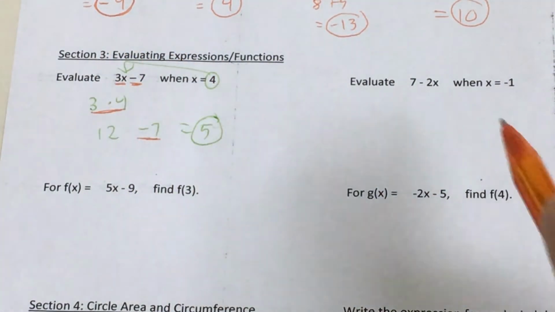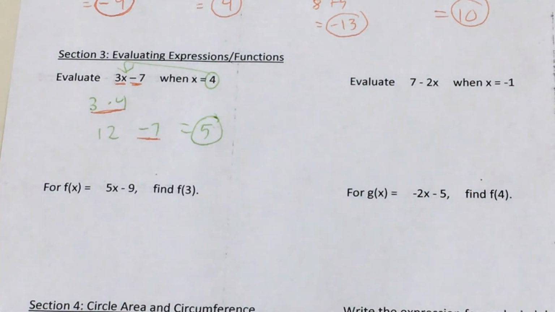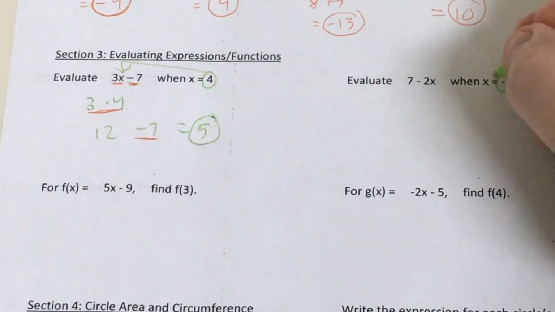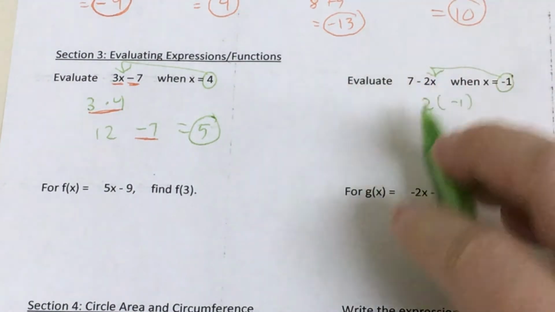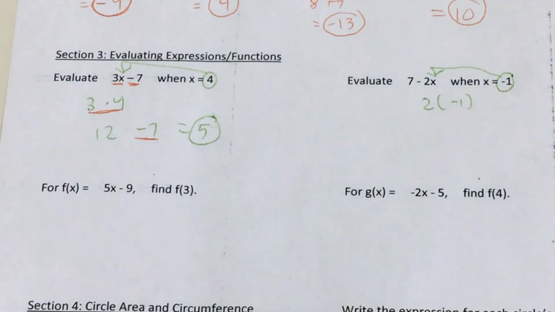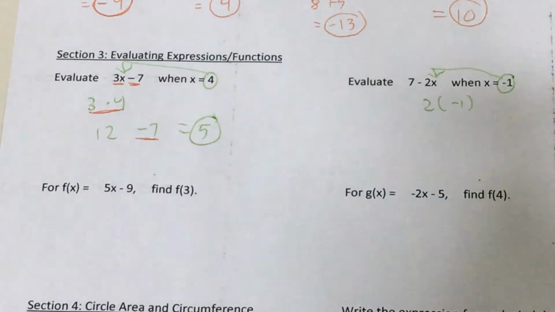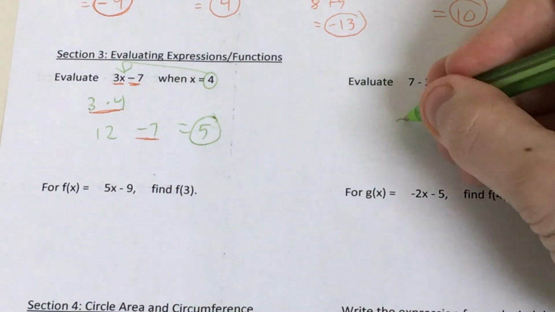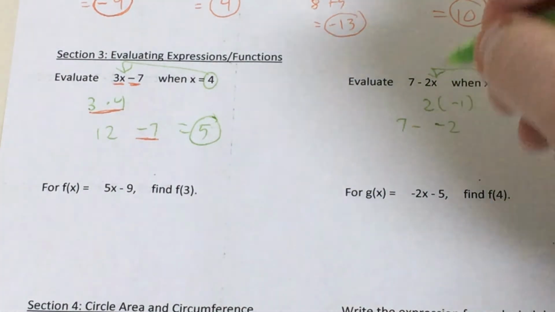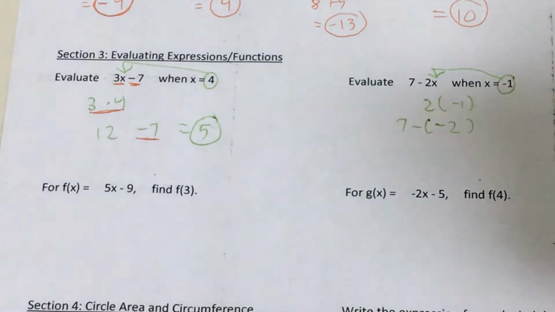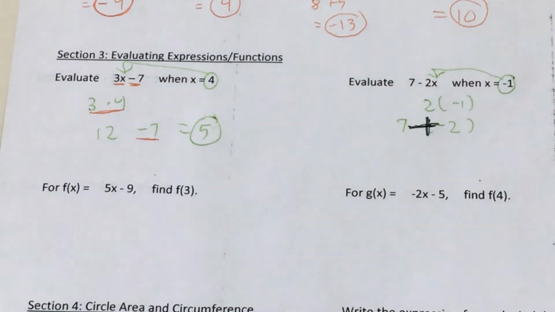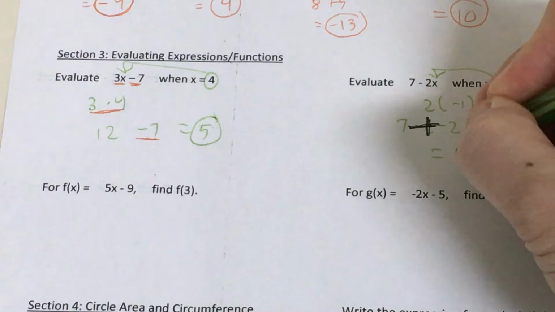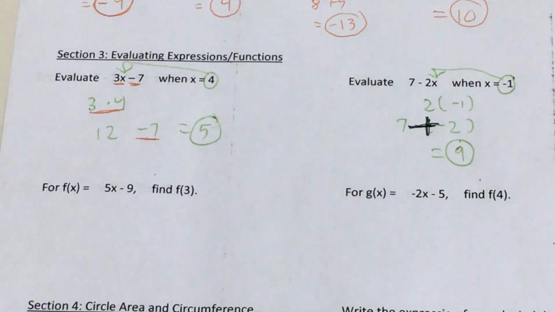So if we come over here to evaluate 7 minus 2x when x equals negative 1, I'm going to start, once again, by taking negative 1 and plugging it in for x. So this becomes 2 times negative 1, and this is a rule of multiplying integers. If we have a positive integer times a negative integer, it becomes a negative integer, so this becomes 7 minus negative 2. Once again, I can use that trick of 2 negatives becoming a positive to give me 7 plus 2, giving me an answer of 9.